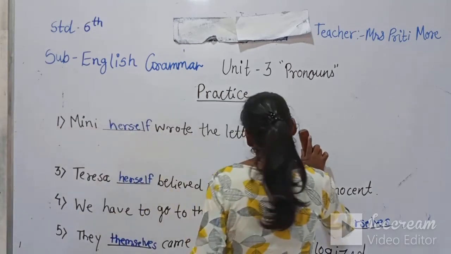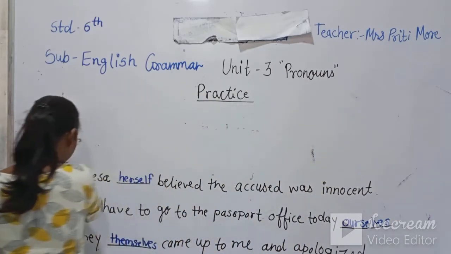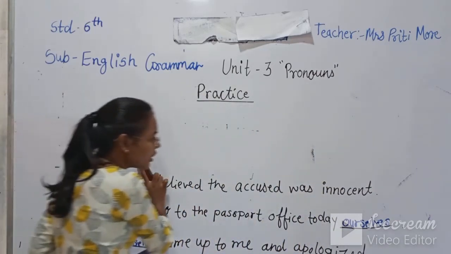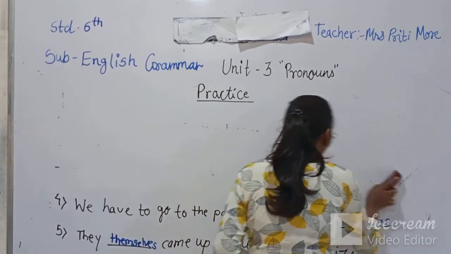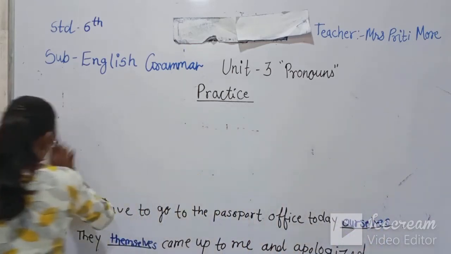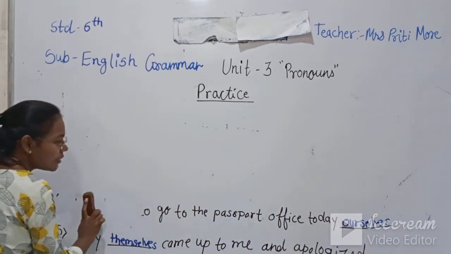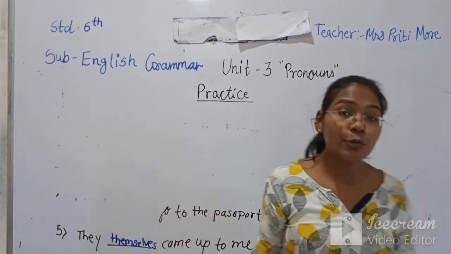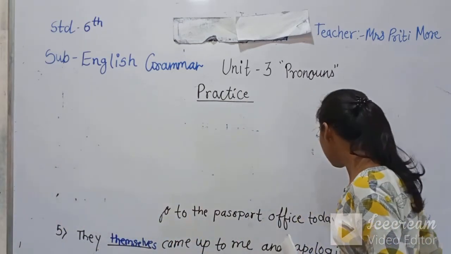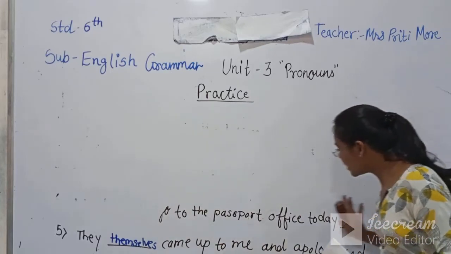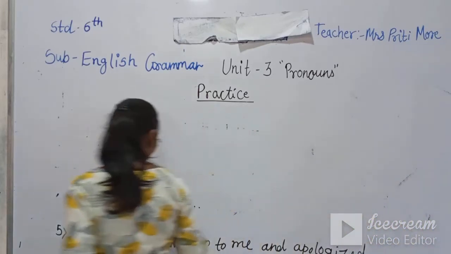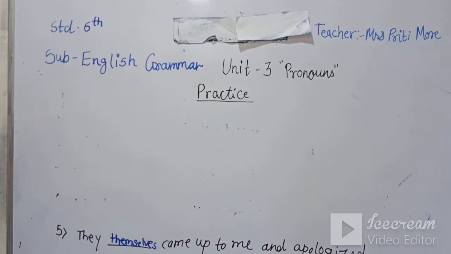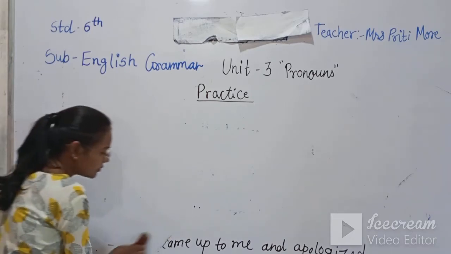Now we will do practice exercise B. What we have to do in practice exercise B: one bracket is there and we have to complete that bracket by using the appropriate relative pronoun. In the first exercise we used reflexive pronoun. Now in exercise B, we have to use the relative pronoun.